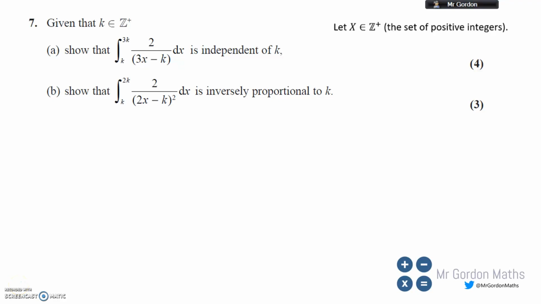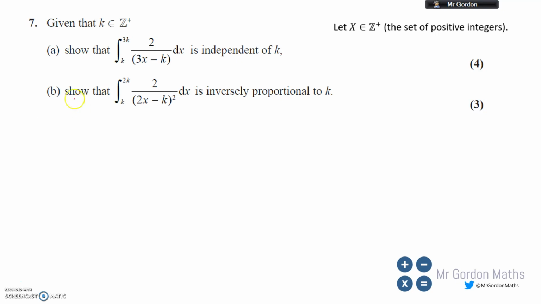Right, question 7. We've got some integration here, and let's jump straight into it. Two expressions here to integrate. We've got limits 3k and k, so not numbers essentially, just some limits to put in. Show that the integral of 2 over 3x minus k, when you put in the limits 3k and k, is independent of k. So the k is going to disappear at some point by the sounds of it. So let's have a look.